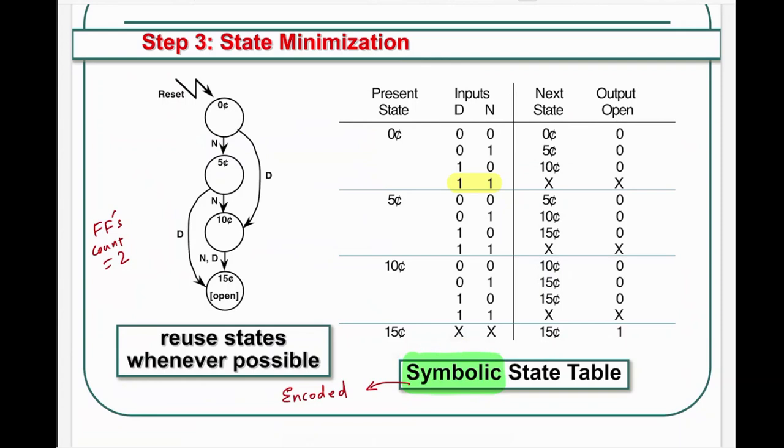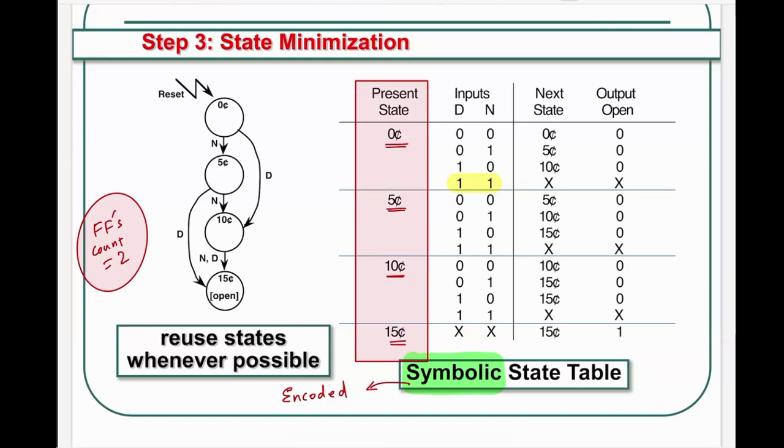Now, in this, I could come up with my own encoding. For example, 0 cents, 5 cents, 10 cents, and 15 cents, those are present states. How many flip-flops do I need to use over here? Well, we said 2 earlier. So I need 2 flip-flops to do this, which means that instead of the present state column, I can have columns for present state as Q1 and Q0, or whatever you want to call those present state outputs of the two flip-flops. Then you can say Q1 and Q0 may be 0, 0 for 0 cents, right? So 4 of them.